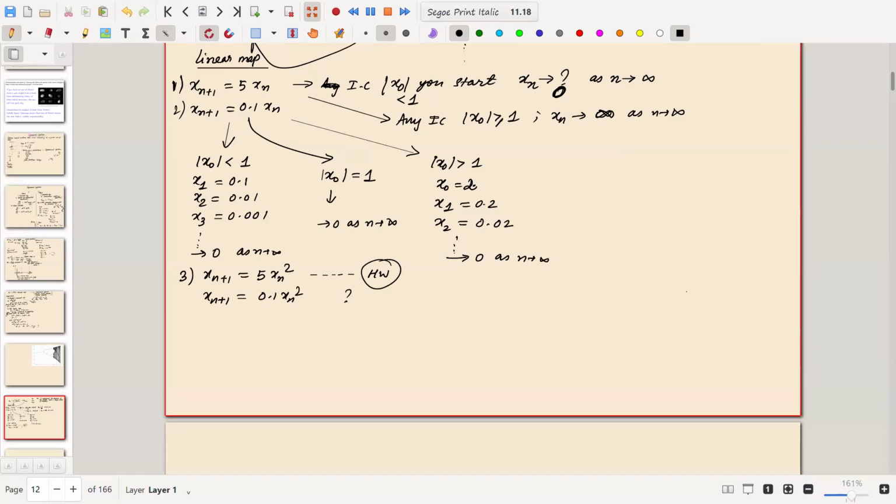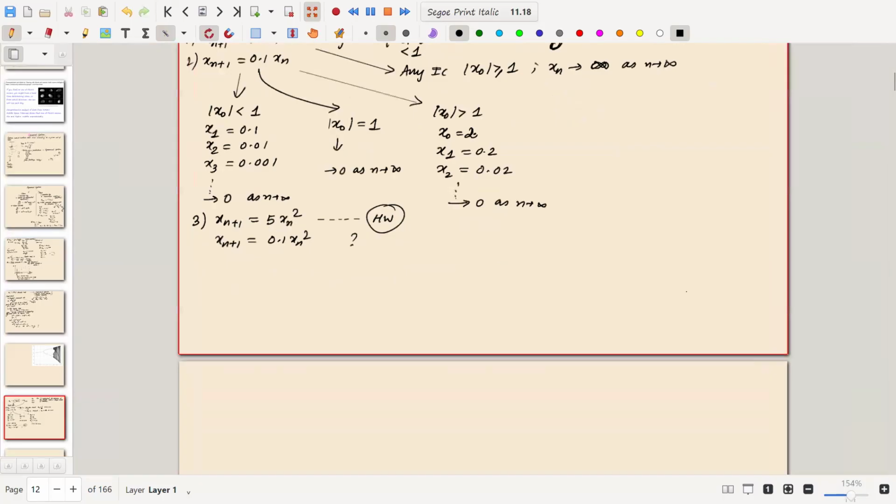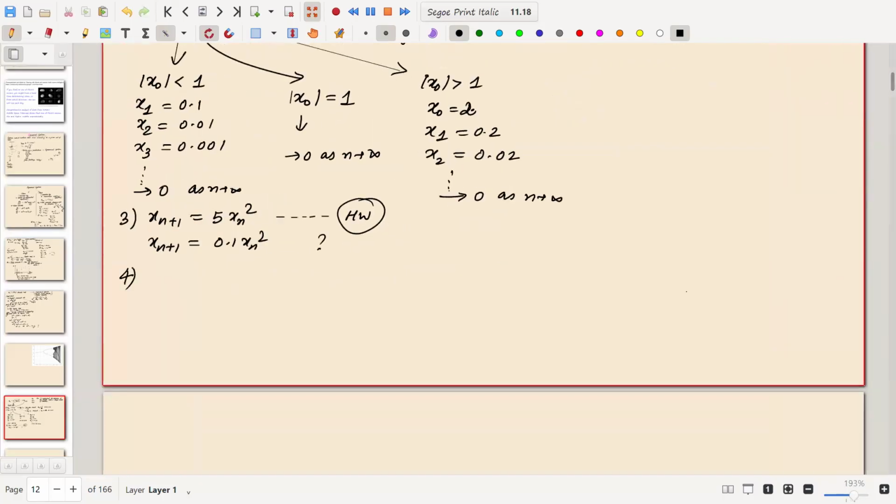Then people thought, why do we need to have only non-linear terms? We can have a mix of linear and non-linear terms. If you want a mix of linear and non-linear terms, then came the scientist Robert May from MIT, who is a population scientist.